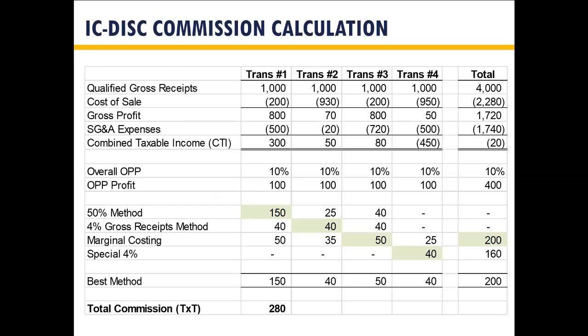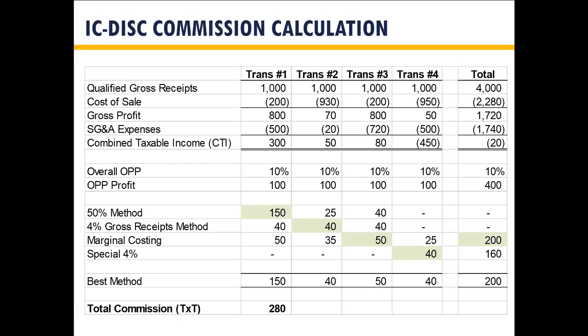So let's go through some simplified examples of calculating the commission and putting some numbers to what we just talked about. So we have 4 transactions here. Let's look at the first transaction. We have an export sale of $1,000. Our cost of goods sold on this is $200. Our allocated SG&A cost is $500. So we have combined taxable income on this transaction of $300.